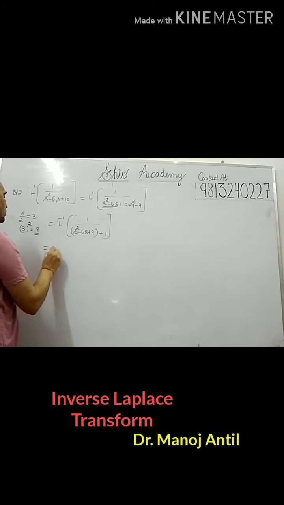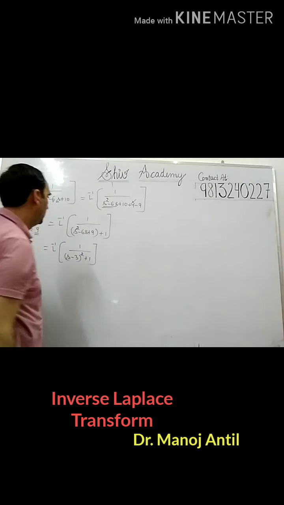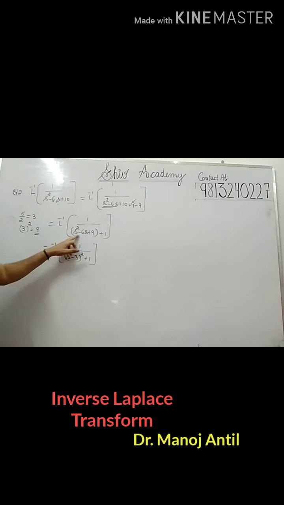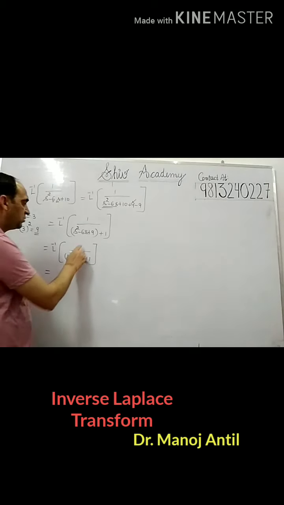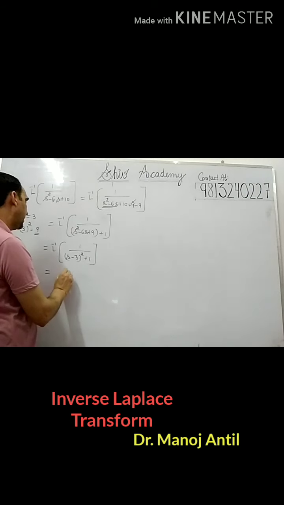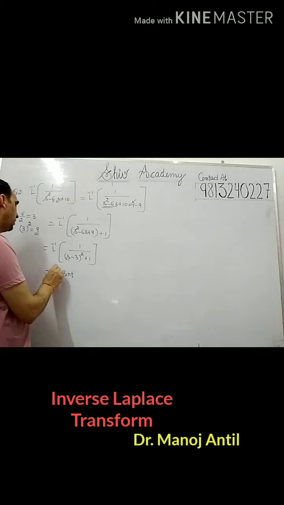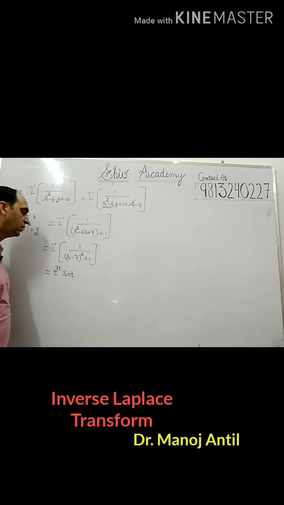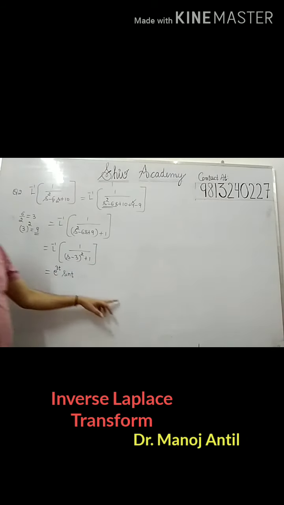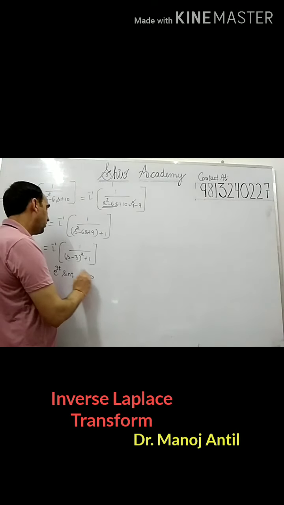So now it is the complete square. 1 upon s minus 3 whole square plus 1. Dear students, now apply the formula. It is 1 by s square plus 1, so the formula gives sin t. And because s is s minus 3, we multiply by e to the power 3t. We are applying formula number 8 from the video. Clear? So it is e to the power 3t sin t. So it is the final answer.